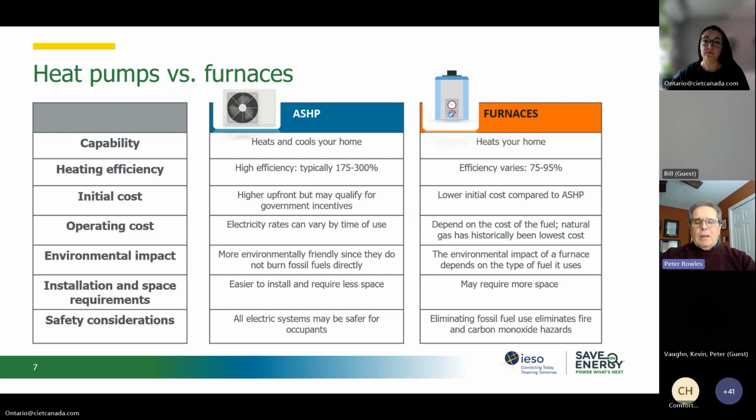Heat pumps are typically easier to install as they require less space and they don't need a flue or any fuel storage. And furnaces require more space, and consideration has to be given to combustion gases that need to be vented.